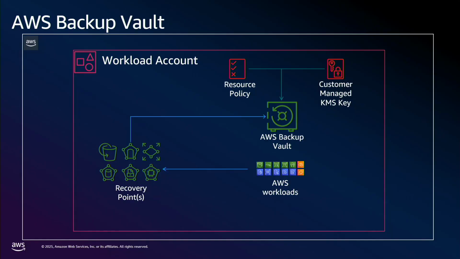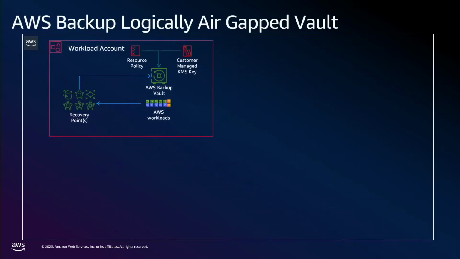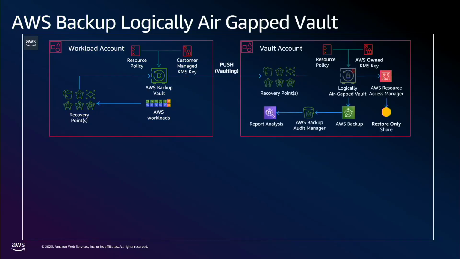But again, I'm going to go back to what Ed said. We can actually take this even further. So we can take a copy of those recovery points and we can push them out into a vault account and take advantage of AWS Backup logically air-gapped vaults. Now you can see there in that vault account, we're also using AWS Backup Audit Manager. So we can see that our backups are doing what they should be doing. We're not just leaving this to folly, we're going to absolutely check. But what's important here is that red box, just to the right-hand side, AWS Resource Access Manager.